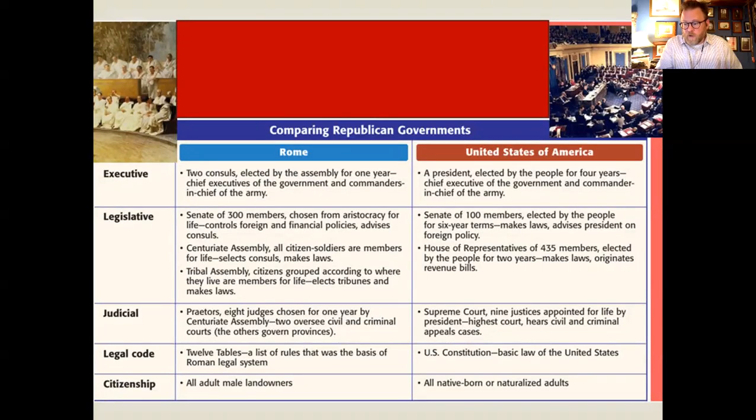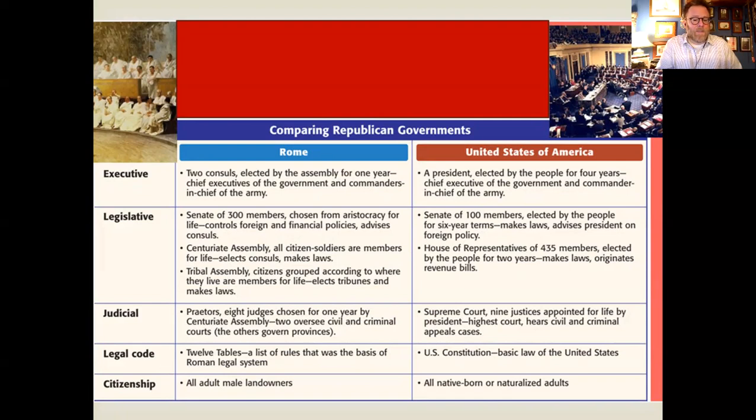Then you have the judicial branch, and you have 8 judges. In the US, you have 9 judges. The 9 is to make sure that there's never a tie. That's certainly a failing point in the Roman judicial branch, that you could have 4 judges voting against 4 judges. Whereas in the Supreme Court of the U.S., 9 judges keeps that. There's always going to be a 5-4 split, one way or another.